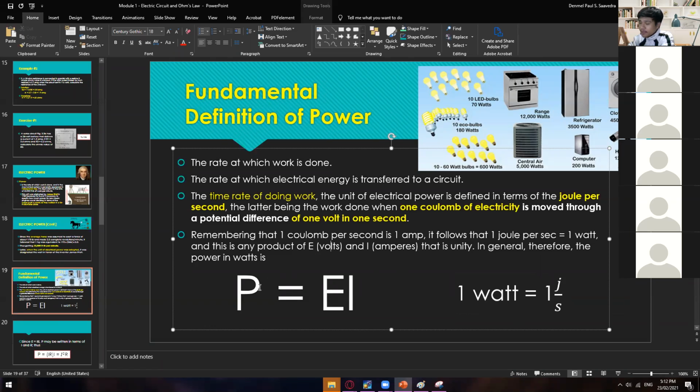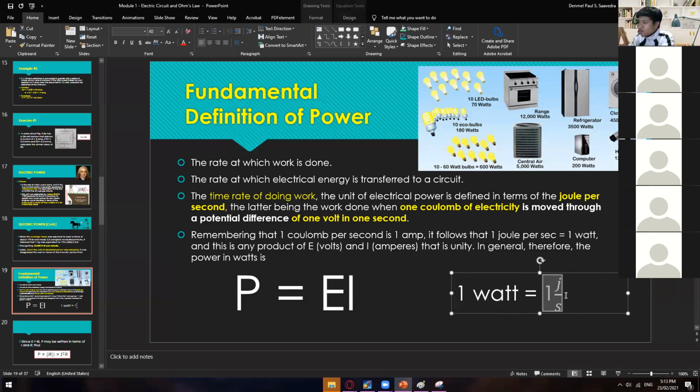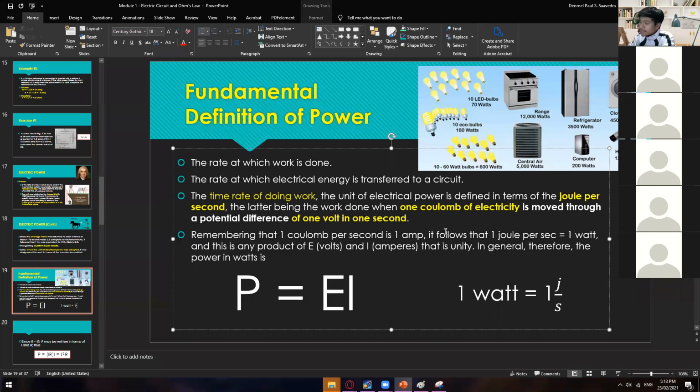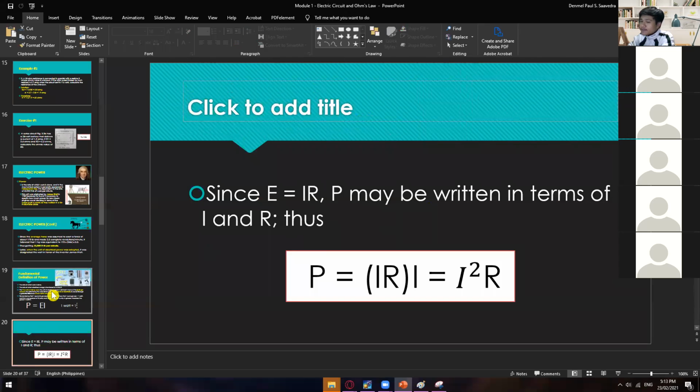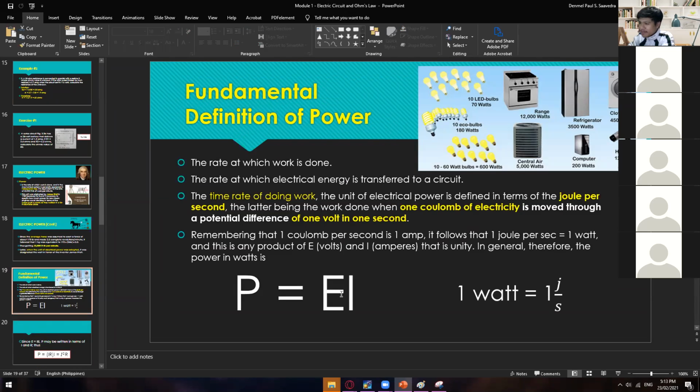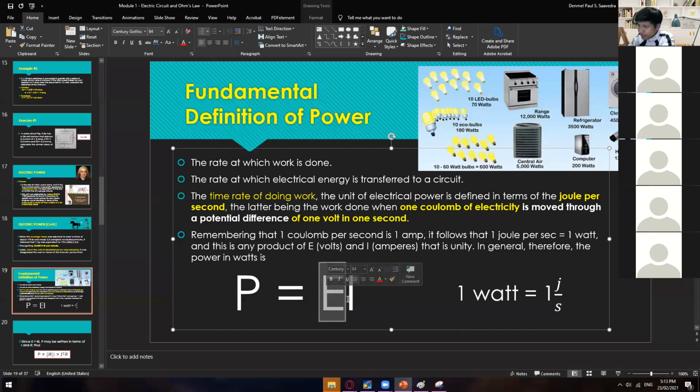And for you to be able to solve for the power in terms of Ohm's law, we have here E times I, wherein E is your voltage source and I is the current or the ampere. So again, 1 watt is equal to 1 joule per second. Just memorize this one: P is equal to E times I, because you can come up with a lot of solutions. Same with Ohm's law, which is I equals E divided by R. But in power, we have P equals E times I.